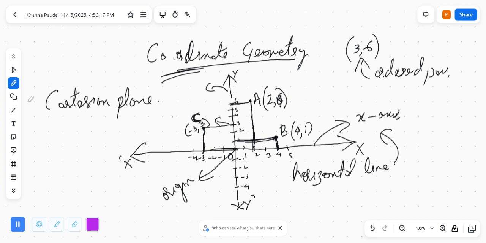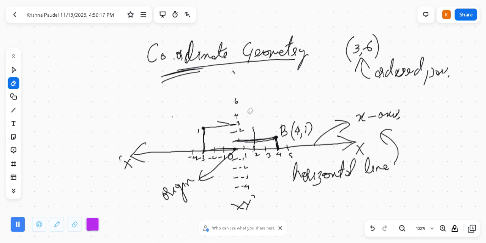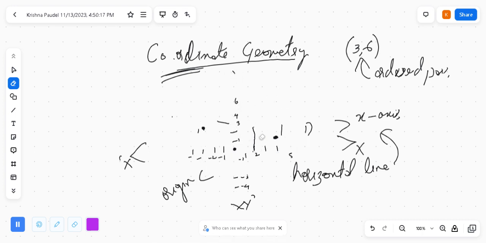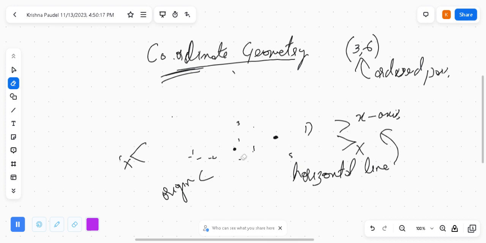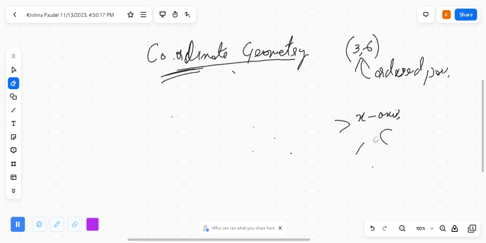So let's learn it in a better way now. Let me rub this one and then I'll show it in another way. To understand coordinate geometry, we need to first know that every point will come with an ordered pair, and every point will have a different ordered pair. No two points will have the same ordered pair.